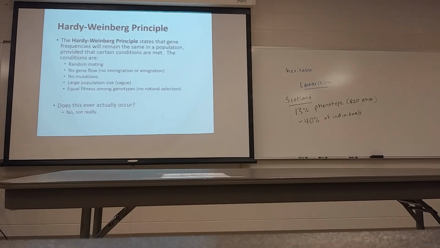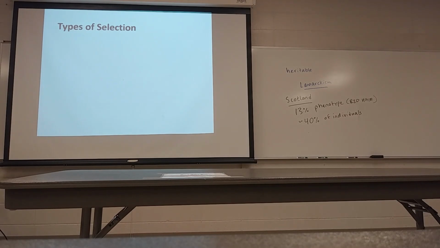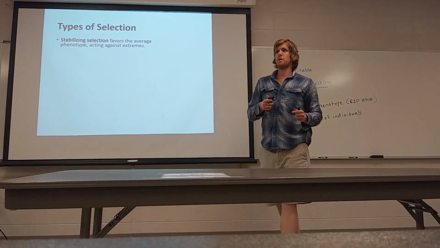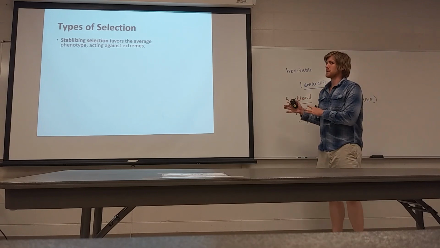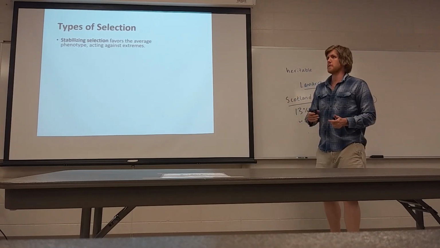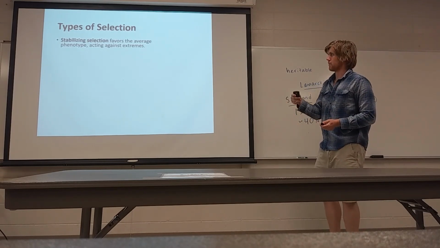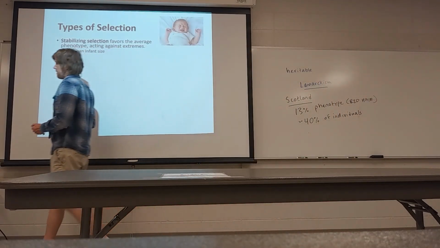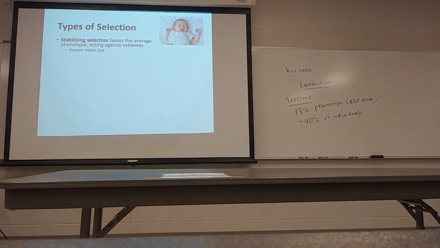So natural selection does happen, which means you have three general trends of selection on phenotypes. The first one is called stabilizing selection. So if you've got a particular phenotype, instead of natural selection favoring the biggest or the smallest, it tends to favor intermediate averages. One example for this would be human infant size.